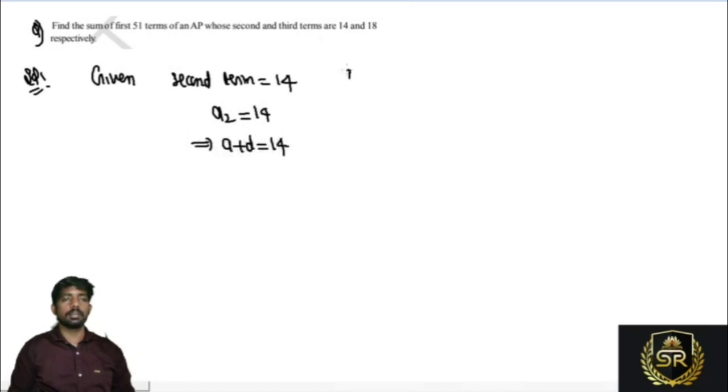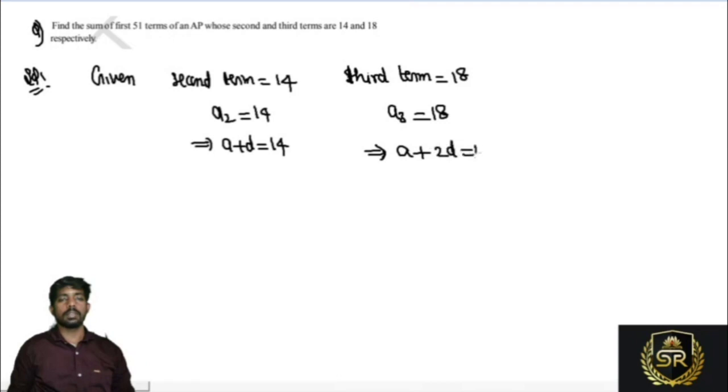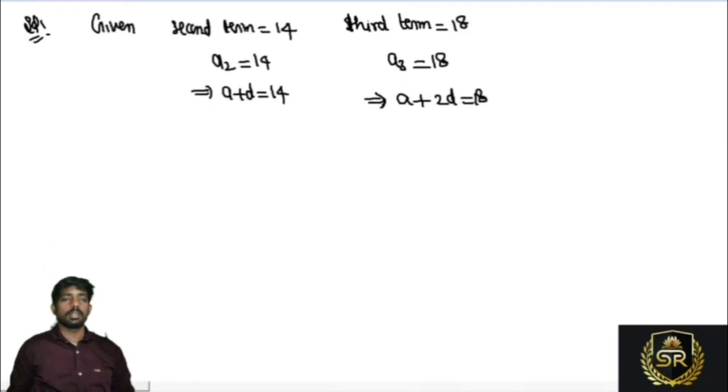Next, the third term is equal to 18. So A3 is equal to 18. A3 is A plus 2D is equal to 18. Let us call this equation 1 and this equation 2. Solving 1 and 2.